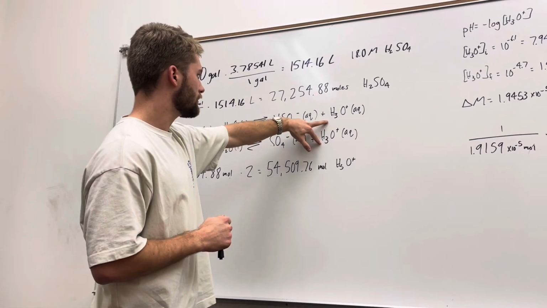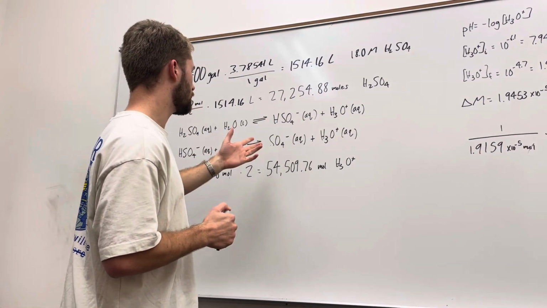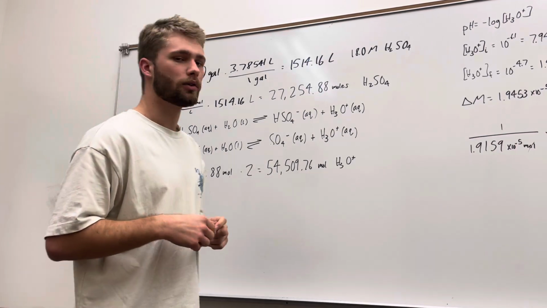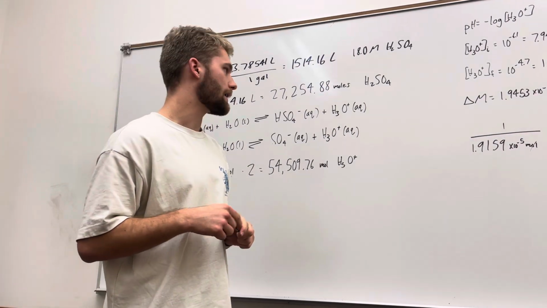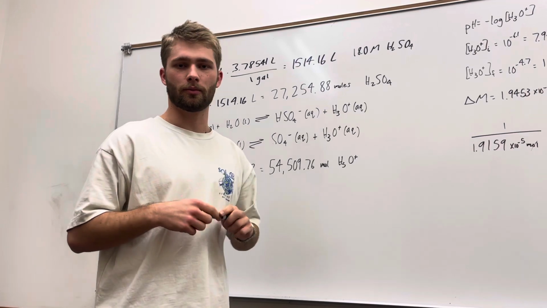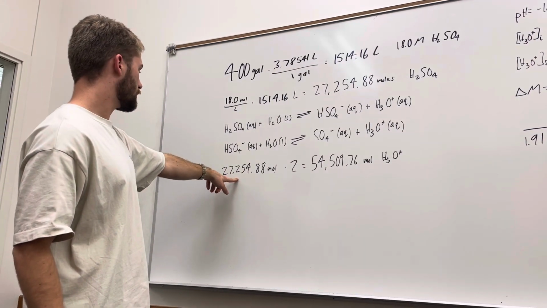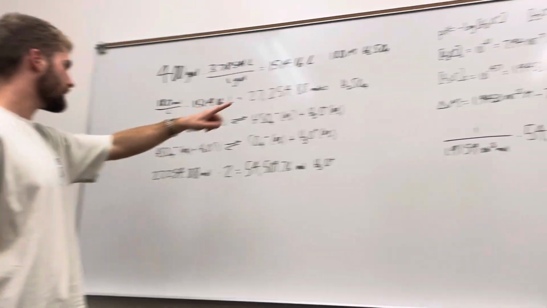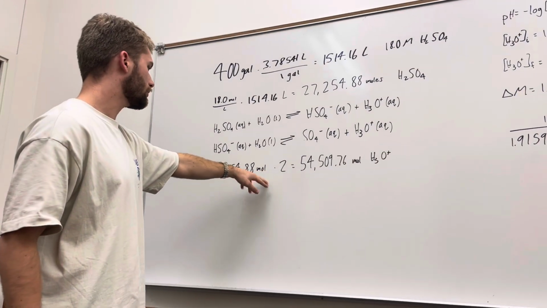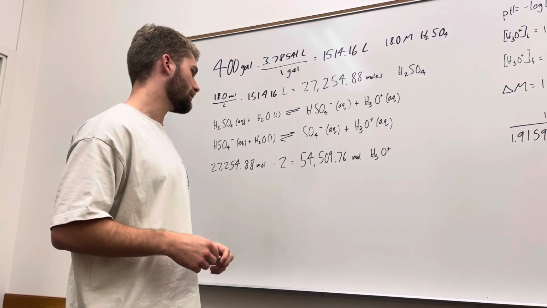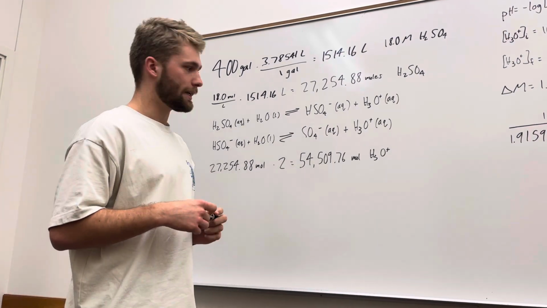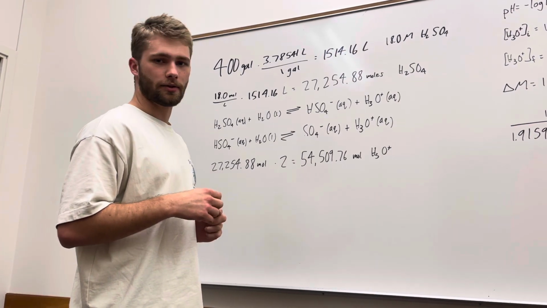So using these 2 equations here, we can determine that for every mole of sulfuric acid that is added to the lake, 2 moles of hydronium are produced. So our 27,254.88 moles of sulfuric acid, we multiply that by 2 to determine 54,509.76 moles of hydronium were added to the lake over the 6 years.